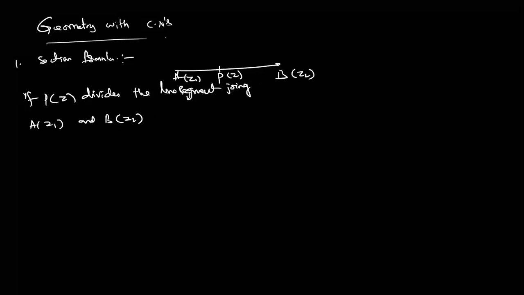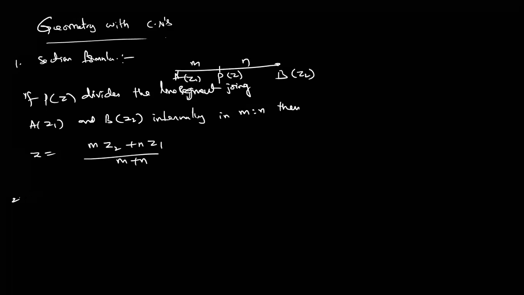And in what ratio, internally? In m:n ratio. Then what can you say, dear students? Z is equal to (m Z2 plus n Z1) by (m plus n). Same concept. Externally, same story, you can write on. Based on this one, I'm giving a conclusion.